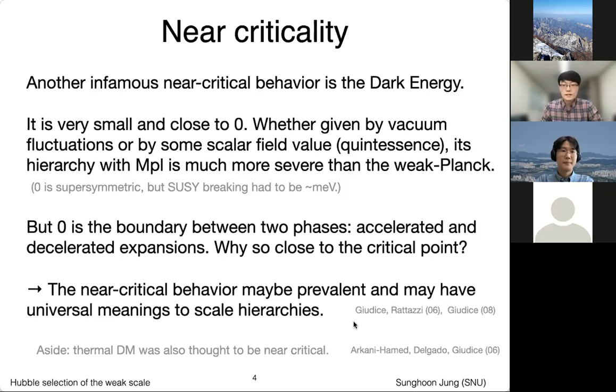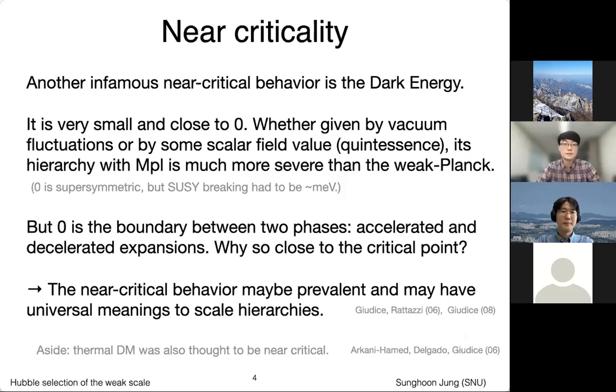And as an aside, at a similar time, Arkani-Hamed, Delgado, and Giudice also argued that the thermal dark matter parameter space can also be thought to be near critical. Okay, so 2006 was about the time when the direct detection of WIMPs was about to close the parameter space. So we need to have some fine tuning in the parameter space, and the WIMP miracle didn't seem to be a natural consequence of the theory or weak scale theories. Of course, in this case, near critical doesn't mean a phase transition, but may just be the fine tuning of some parameters. But anyway, all these kinds of observations may say that our universe lives near some critical point.